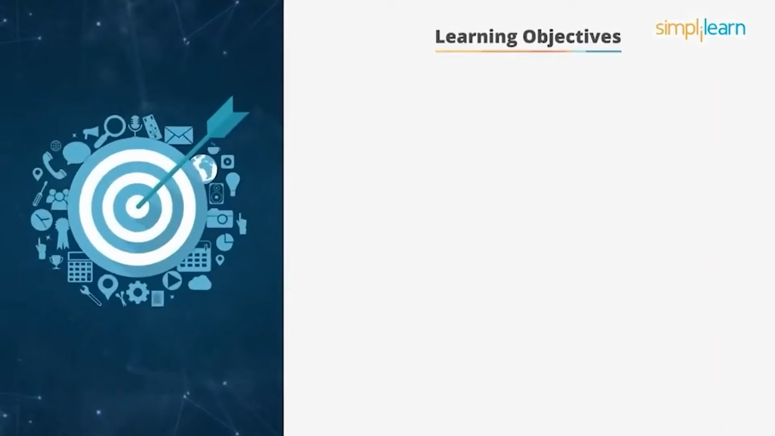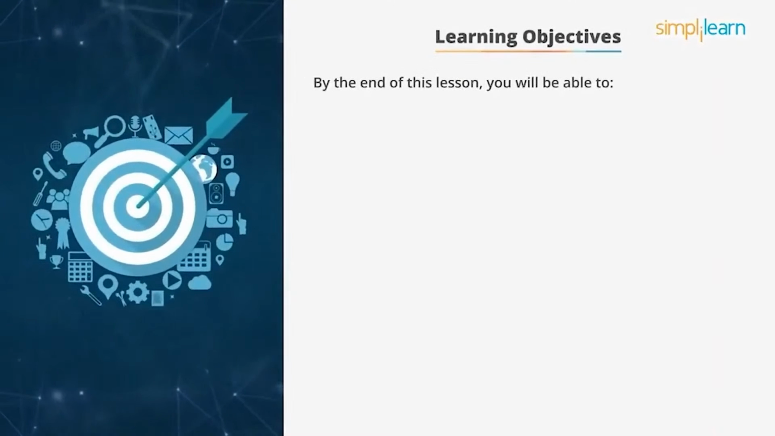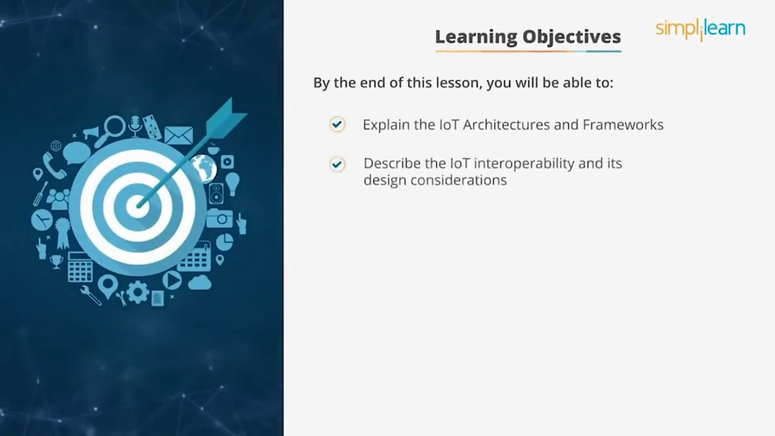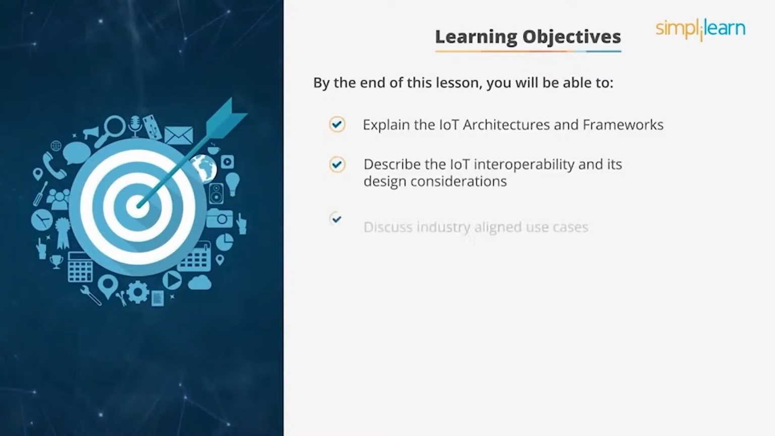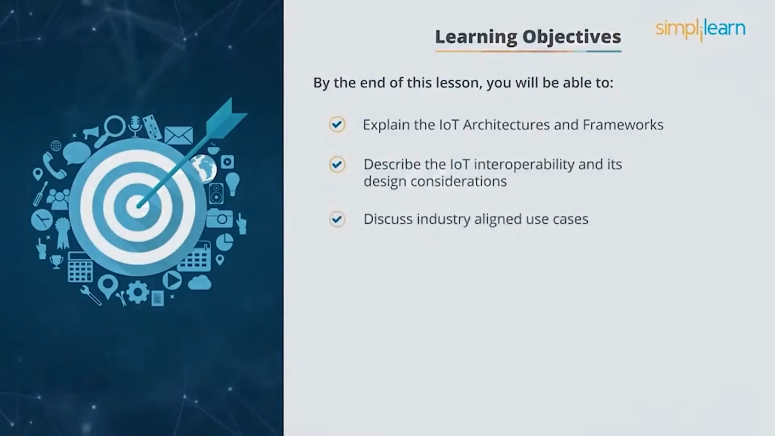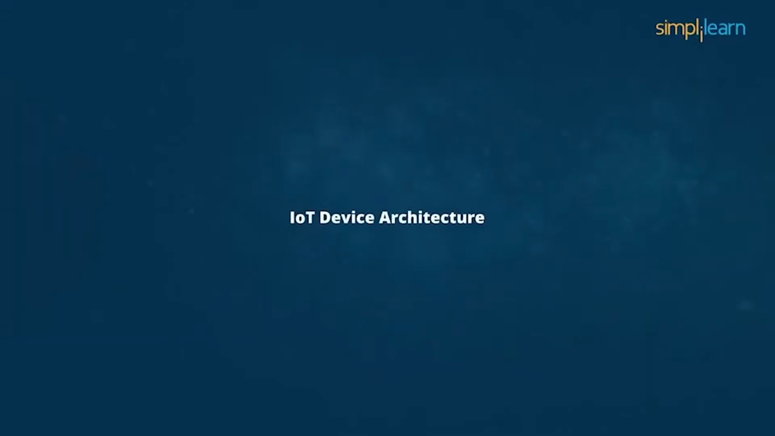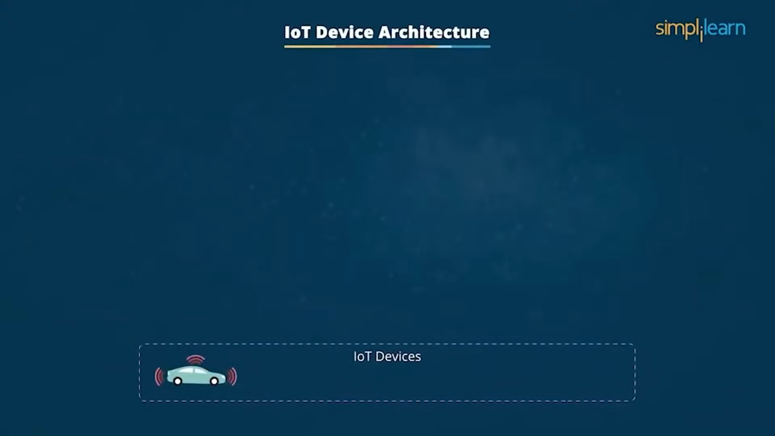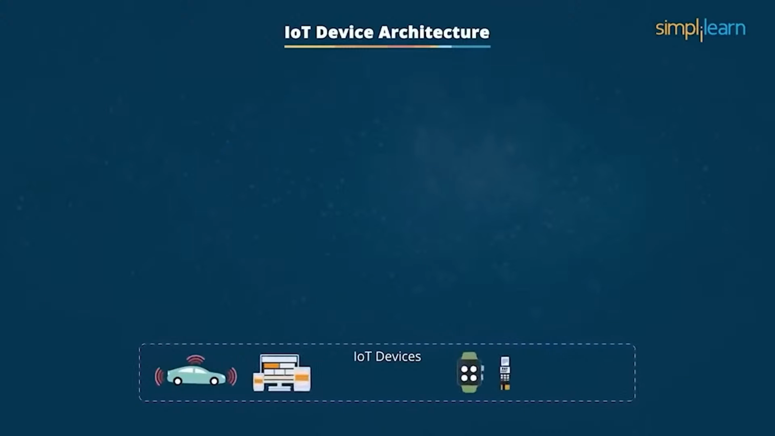Learning objectives. By the end of this lesson, you'll be able to explain the IoT architecture and frameworks, describe the IoT interoperability and its design considerations, and discuss industry-aligned use cases. IoT Device Architecture. There are 4 layers in the device architecture. The base layer consists of IoT devices. This includes all the components, like sensors, with the ability to sense, compute, and connect to other devices.